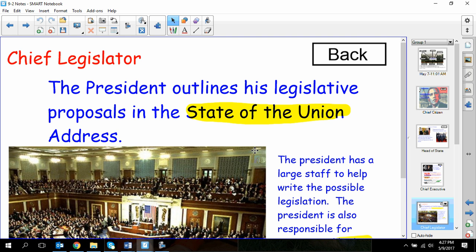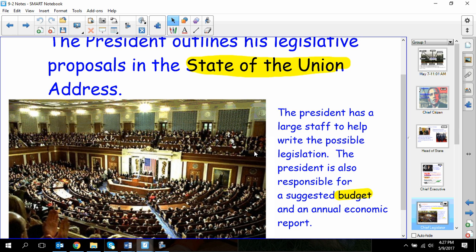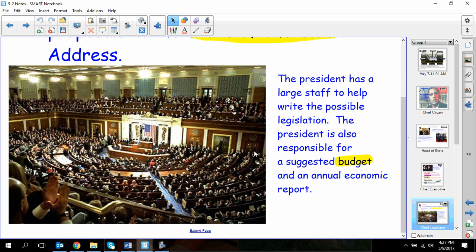Sorry. Chief legislator. Now, we have talked and retalked, and I've said this, but he outlines his proposals in the State of the Union address. And he has a lot of people that will help him write legislation. He's responsible for the budget, and he's responsible for the economic report. And when I say he, I mean the executive branch.